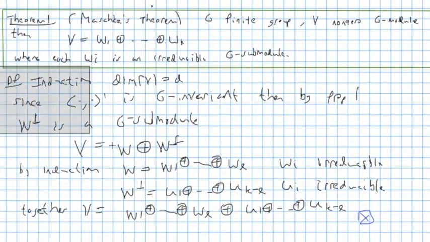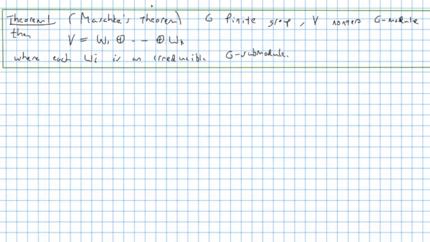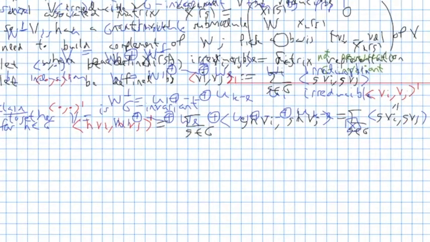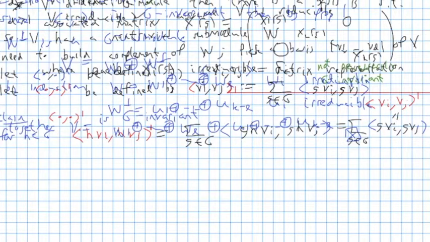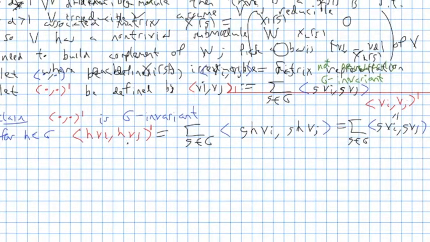So let's pay a little bit closer attention to the assumptions here of Maschke's theorem. It says that the group has to be finite. So where did we use that? Well, we used it in the definition of the new inner product, because we summed over all the elements in the group. So this sum better be finite.